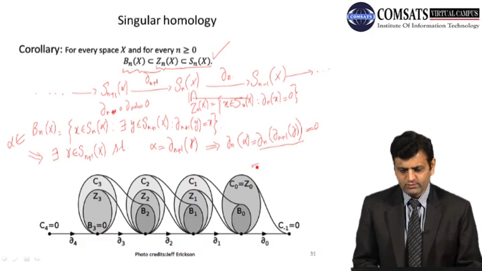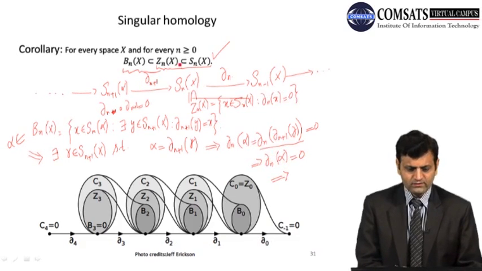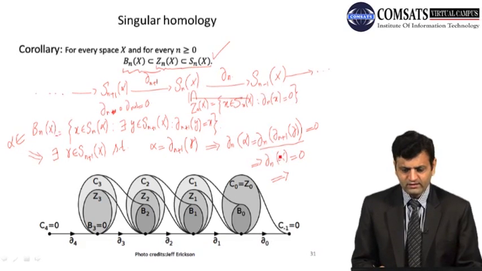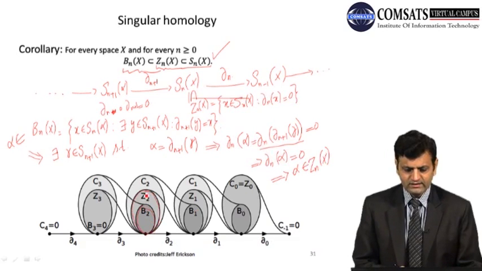So this implies that partial n of alpha is 0. Of course, if alpha belongs to Bn of X, then Bn of X is contained in Sn of X. So alpha is an element of Sn of X such that partial n of alpha is equal to 0, so this implies alpha belongs to Zn of X. So we have the following picture: the boundaries are contained in the cycles. So every boundary is a cycle, and these cycles are of course contained in these. So instead of C's, now we have S. We have this picture from simplicial homology, but we should replace these C's with S.